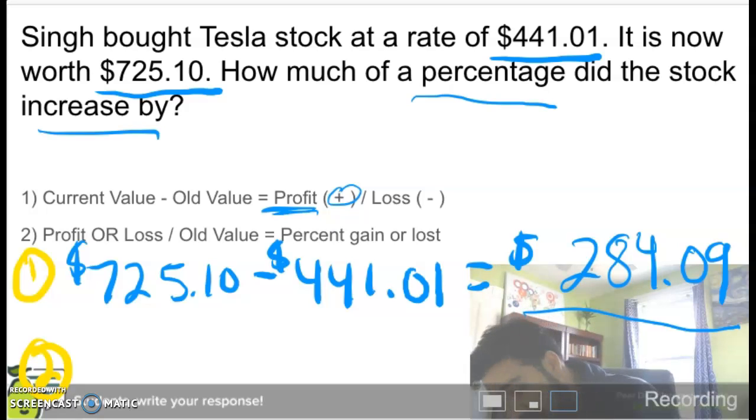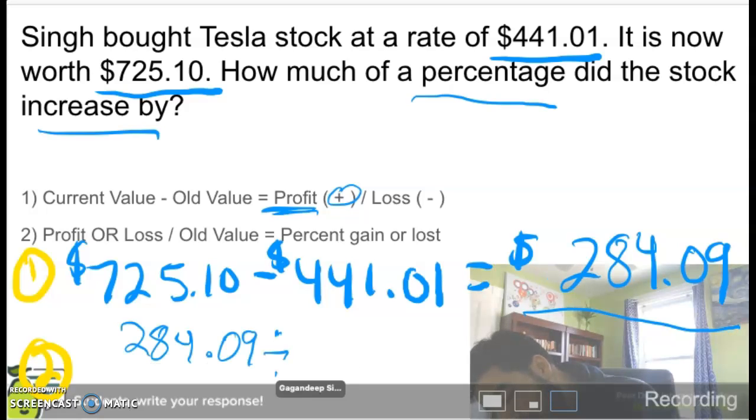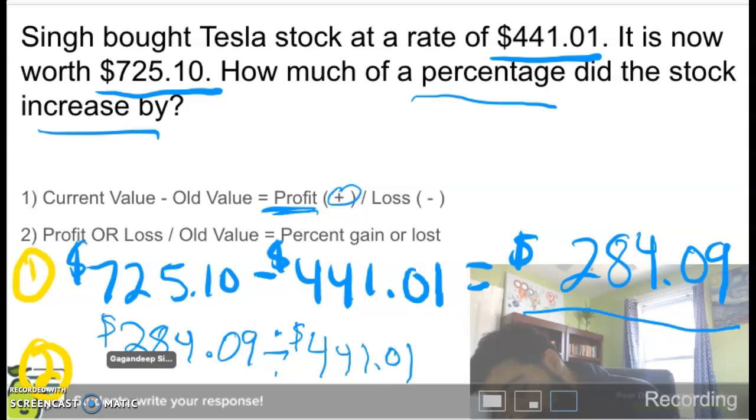Now we take that profit of $284.09 and we divide it by, I'm going to write it this way this time, the original value, the old value, 441.01. And this is going to give us our percentage. So let's go ahead and do that. Divided by 441.01. And we got this big old number here now.